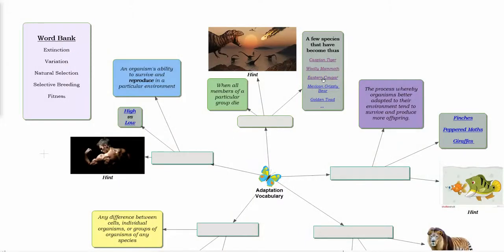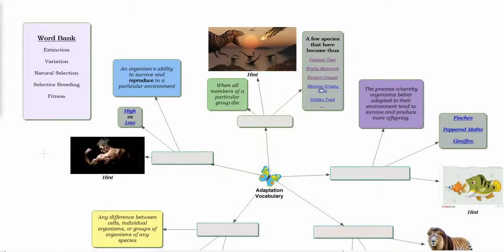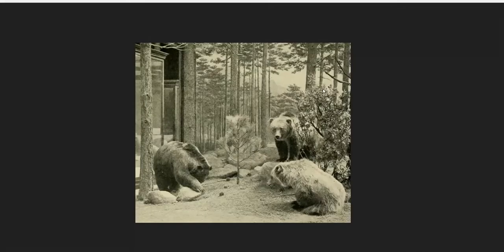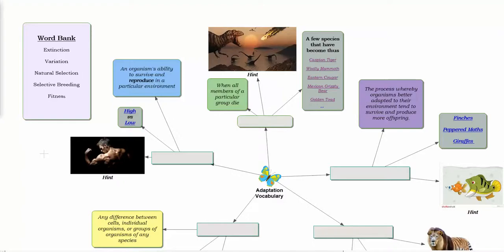And there are quite a few examples. There are 5. Mexican grizzly. Golden toad. Right there. Okay, now the definition is in this box here: when all members of a particular group die. So to get this answer, I would simply type in extinction. Okay, we know that's the answer, but I would want to check it to make sure it's right.